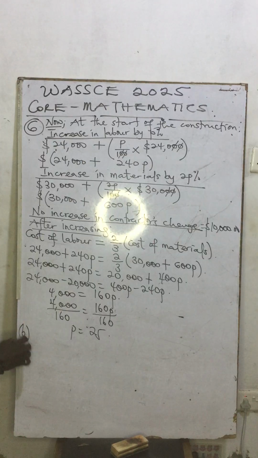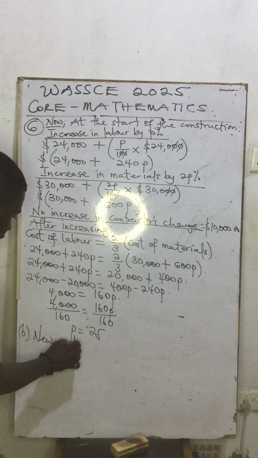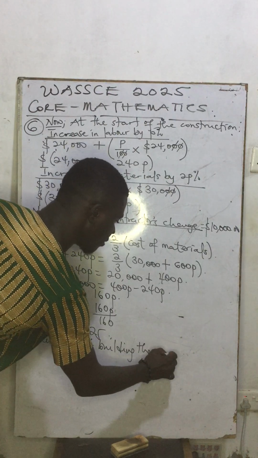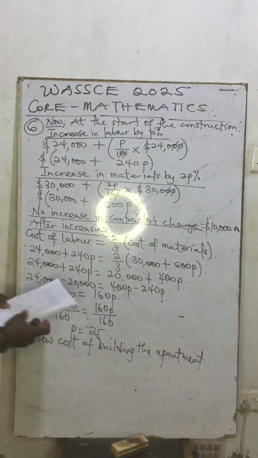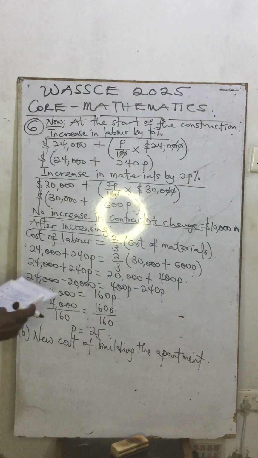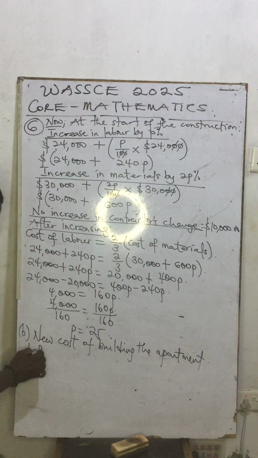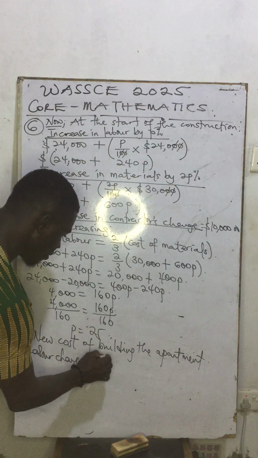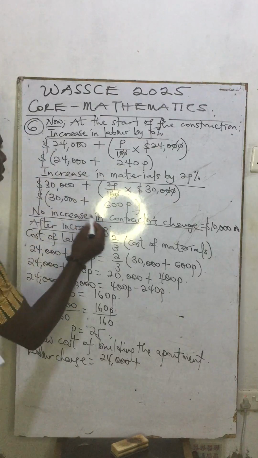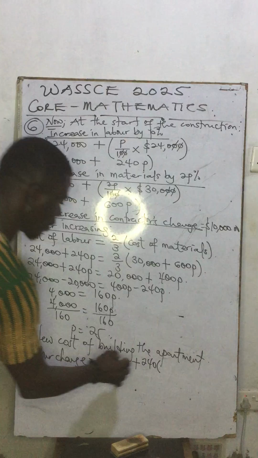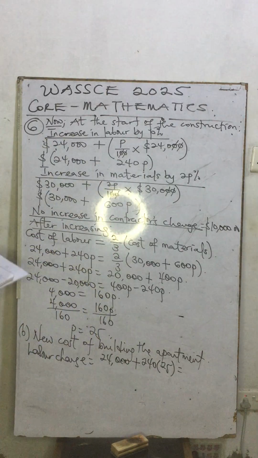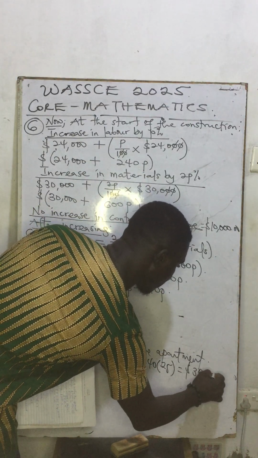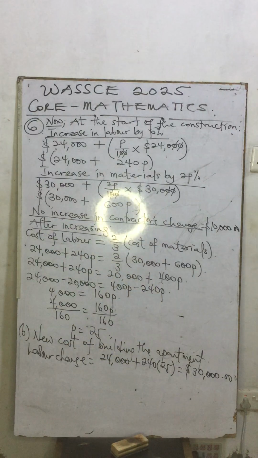So let's see the B part. The new cost of building the apartment. First we find the labor charge. Labor charge is 24,000 plus 240 times p. What is p? 25. When we work this out, we get $30,000. So that's the labor charge.